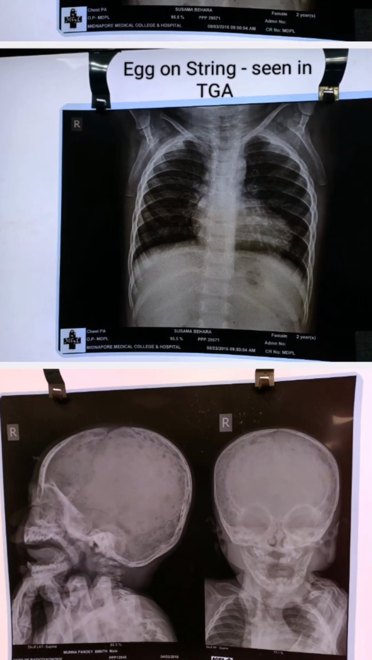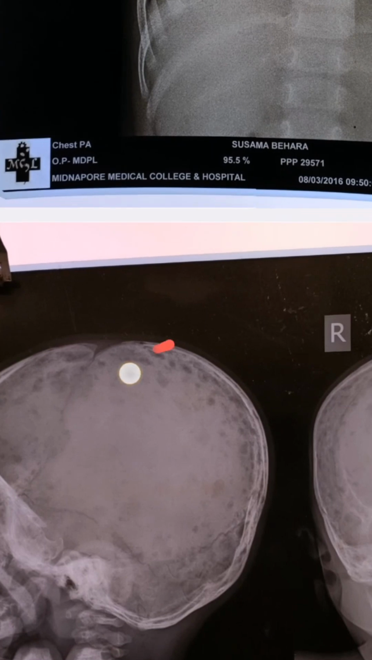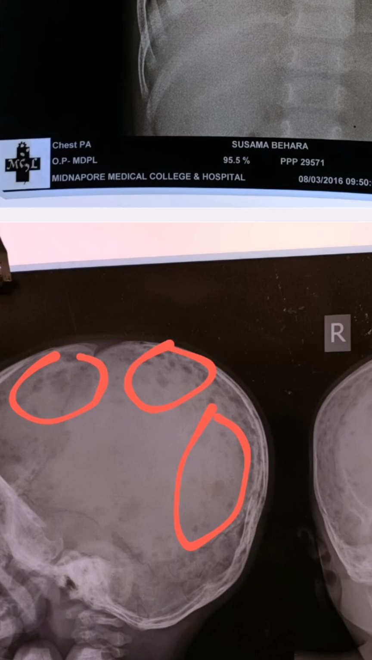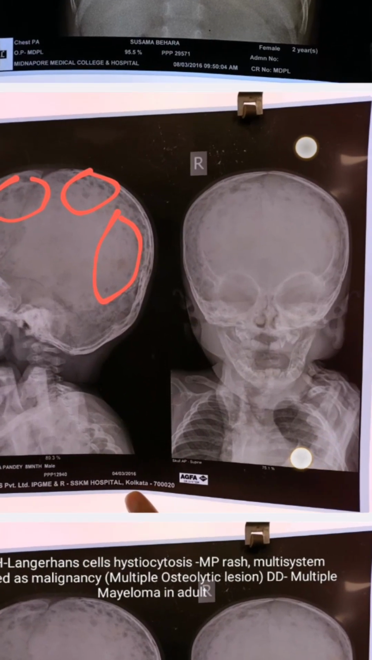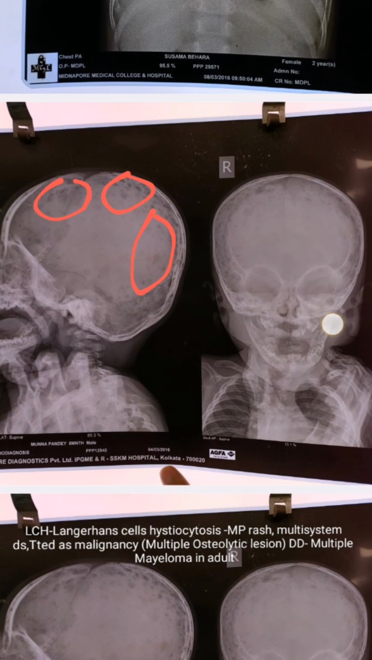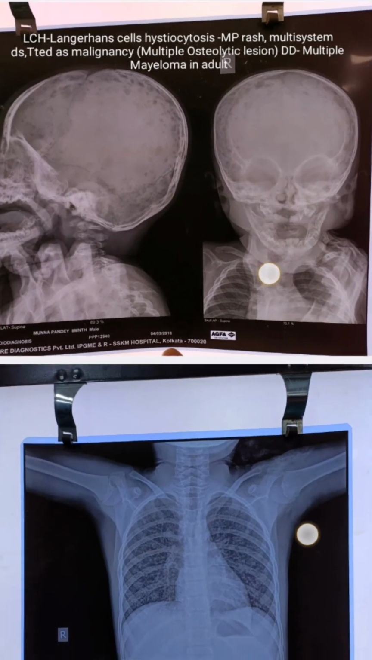Okay, the third sciagram you can see, here are the osteolytic lesions in the skull. So this is a sciagram of Langerhans cell histiocytosis. Now there are some other differential diagnoses, that is multiple myeloma in adults and Langerhans cell histiocytosis in the case of children. So here you can see multiple osteolytic lesions.